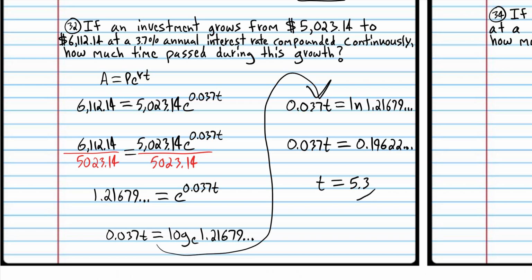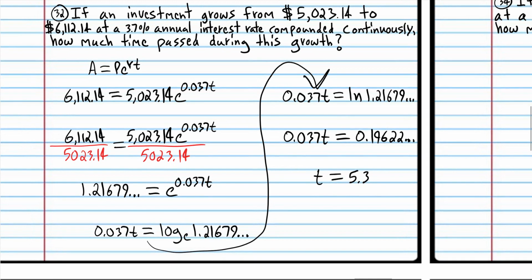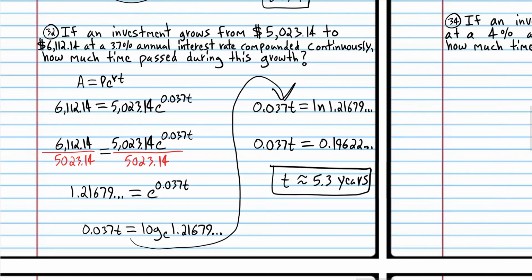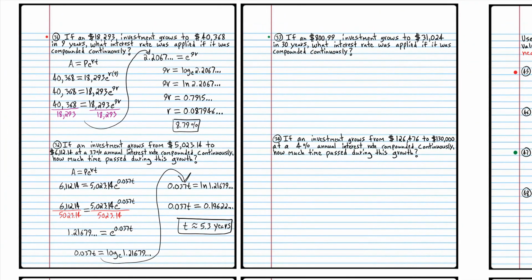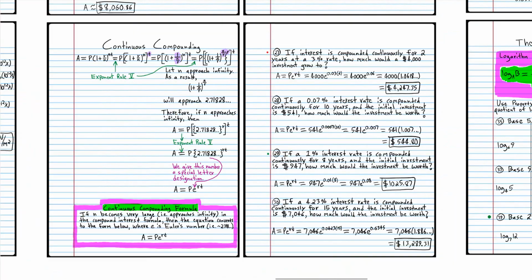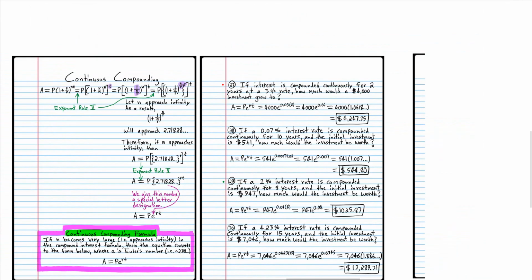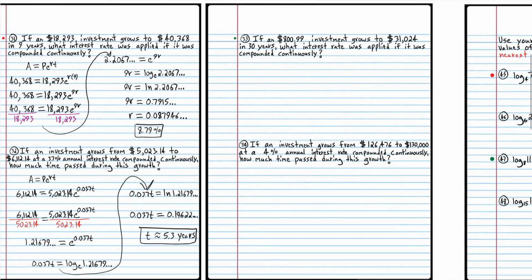And what are the units? Well, it says that the interest rate is annual. So this is going to be 5.3 years approximately. And we can say approximately equal to, because that's a rounded off number. Okay, so we had to use the natural logarithm. That is an application of natural logarithm. So I want you to try number 33. And when you come back, we'll do it together. You can take a picture of all this information if you'd like. So try 33. When you come back, we'll do it together.